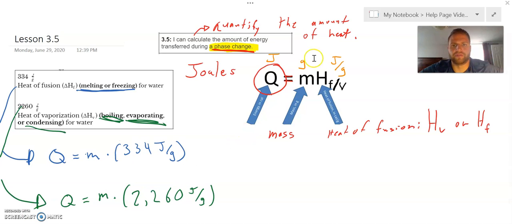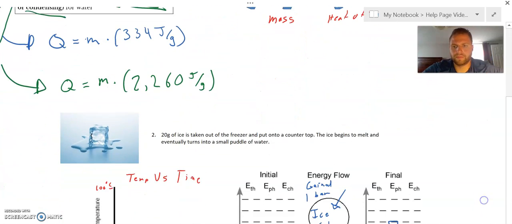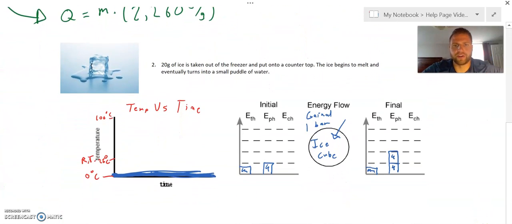We'll go ahead now and use our phase change heat equation to solve for Q in a very simple example. Hopefully this looks familiar. I've tweaked it a little bit, and I'll tell you what that is in a second. Here's what it reads: 20 grams of ice is taken out of a freezer and put onto a countertop. The ice begins to melt and eventually turns into a small puddle of water.